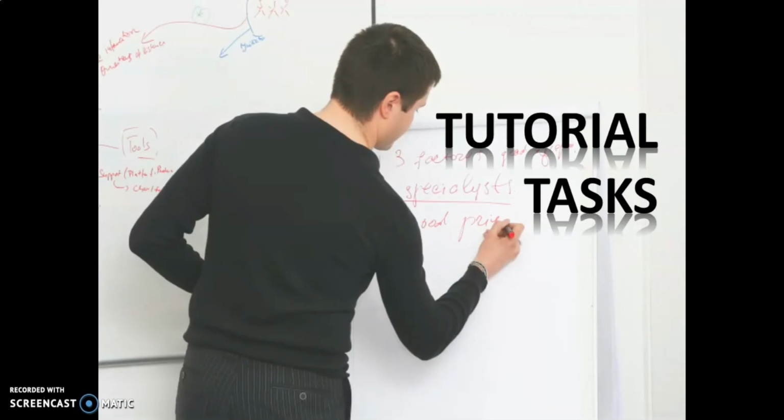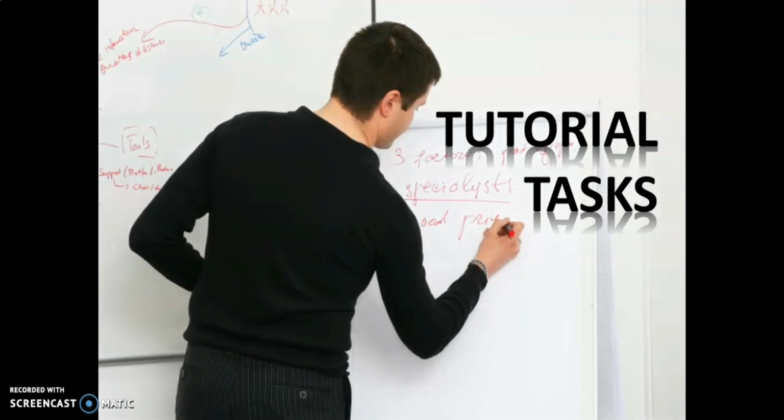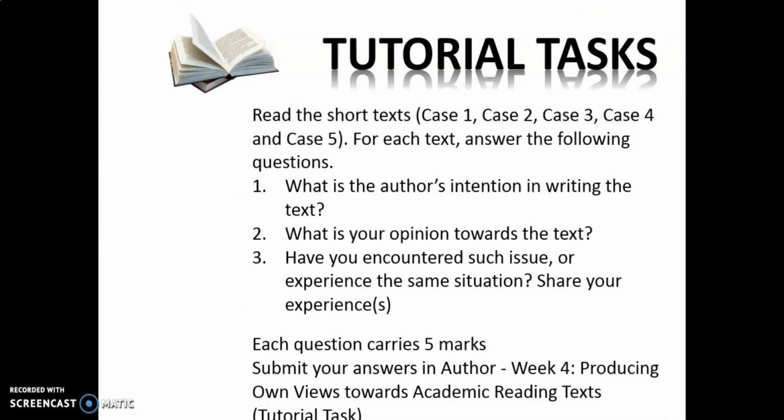So we have come to the end of our lecture and it's time for you to complete your tutorial task. What do you have to do? Read the short texts, case 1, case 2, case 3, case 4, as well as case 5. For each text, answer the following questions. First, what is the author's intention in writing the text? Second, what is your opinion towards the text? Third, have you encountered such an issue or experienced the same situation? Share your experiences. Each question carries 5 marks, and please submit your answers in Author Week for producing your own views towards academic reading text for your tutorial task.